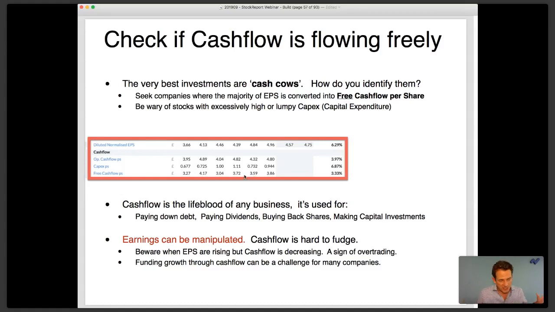And free cash flow per share is particularly interesting because you can use that in some of these other ways, for dividends, etc. As an investor, that's what you're really most interested in. You want to get cash flow. So seek companies where the majority of EPS is converted into free cash flow per share. Be kind of cautious around stocks with really lumpy capex, because you never know when the next lumpy capex is around the corner. Just thinking of a stock as a real business is a good way to think about these things.